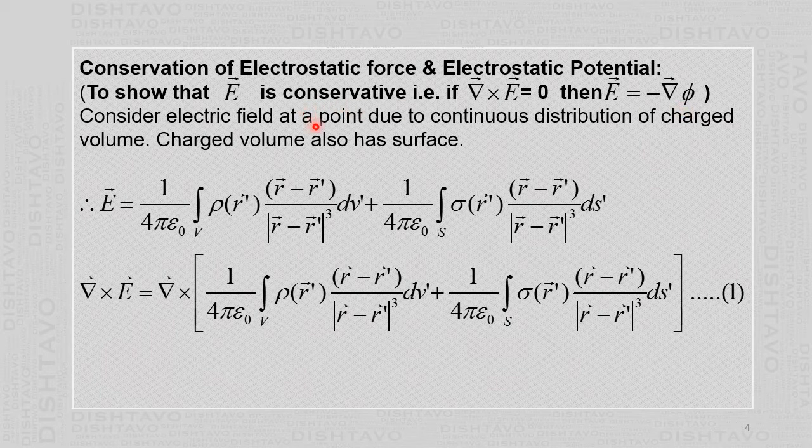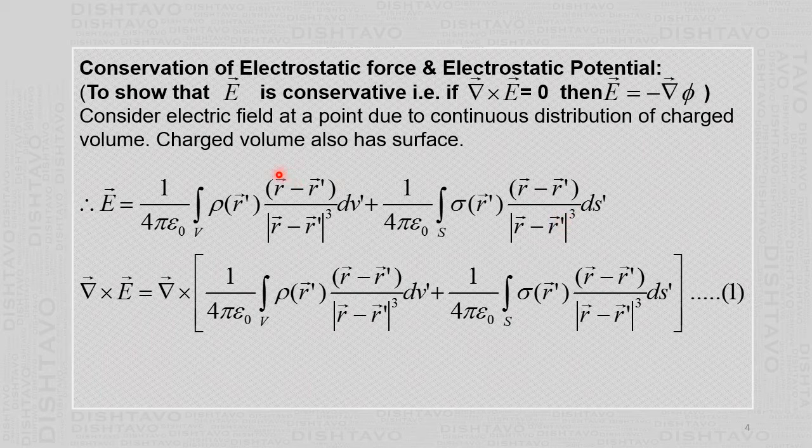So in order to show that the electric field is conservative, we will prove now that the curl of electric field equal to 0. Now let us consider a volume charge distribution. When we consider a volume charge distribution, it has a volume, and any volume also has some surface area. So volume charge distribution also contains surface charge distribution. As we have seen in the previous slide, we can write electric field as the electric field of volume charge distribution plus electric field due to the surface charge distribution.